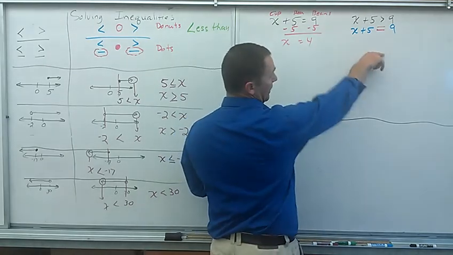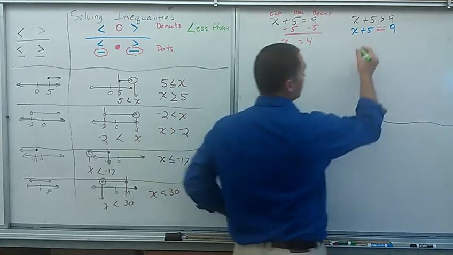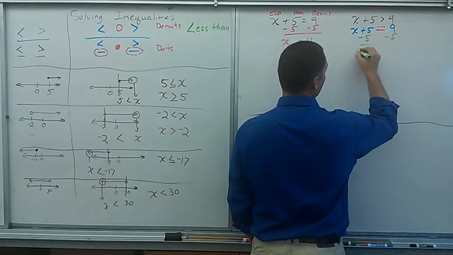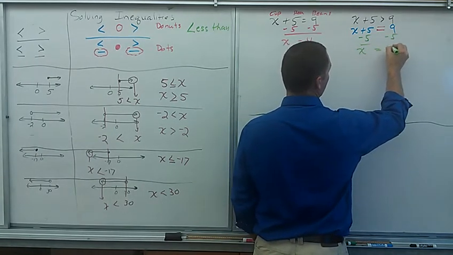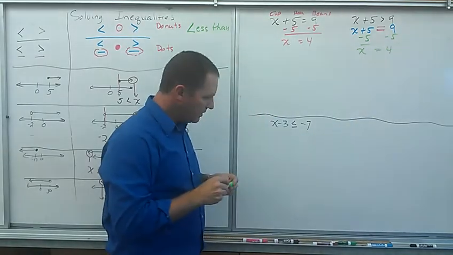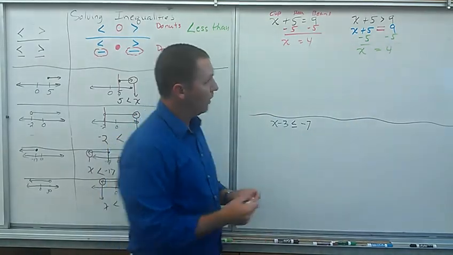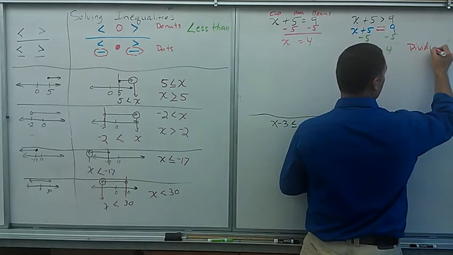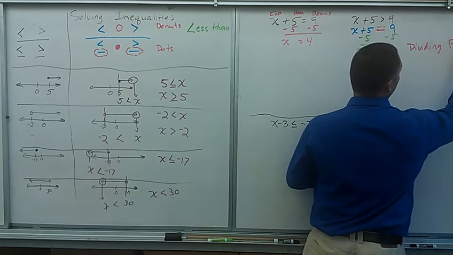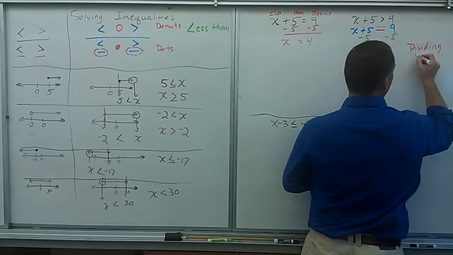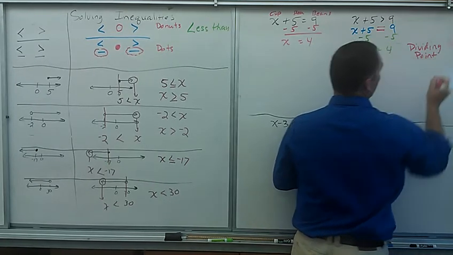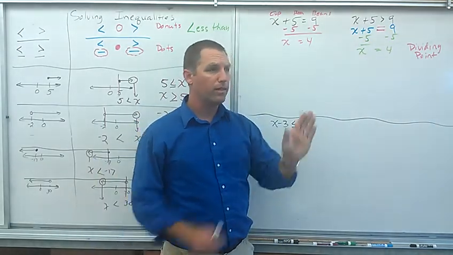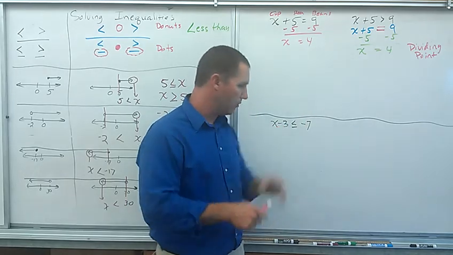Then I need to get x by itself. I need to solve for x. So I'm going to subtract 5 from both sides, just like we did before. So x equals 4. What I just found is the dividing point. The dividing point is the number that separates correct answers from incorrect answers.